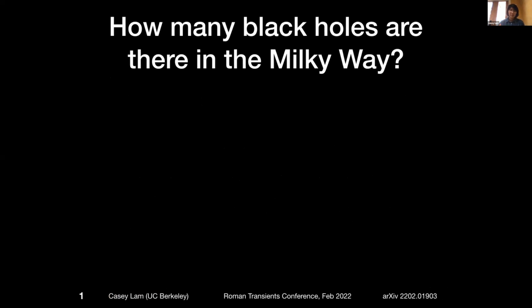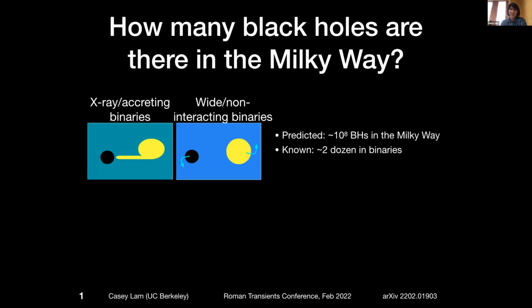Black holes are an end product of stellar evolution, formed when massive stars die. There should be 100 million of them in the Milky Way. Of those 100 million, we only have mass measurements for about 24. Most of them are in X-ray accreting binaries, and more recently, some have been detected in wide non-interacting binaries.